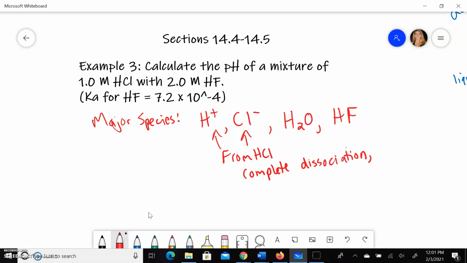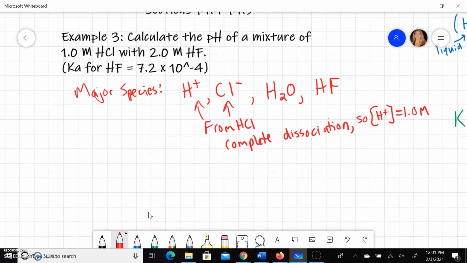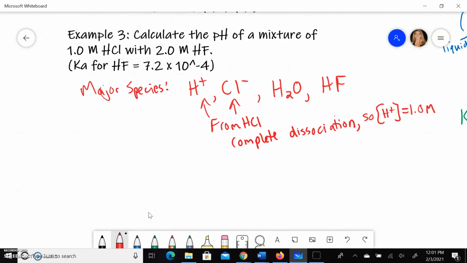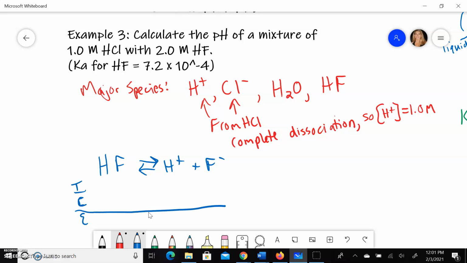And because of that complete dissociation, the H plus concentration is the same as the original concentration because you have 1 mole of H plus for every 1 mole of HCl, and so the concentration will be the same. What we're trying to figure out is what this HF is going to contribute. For weak acids, you have to set up an icebox to see how much they break apart.